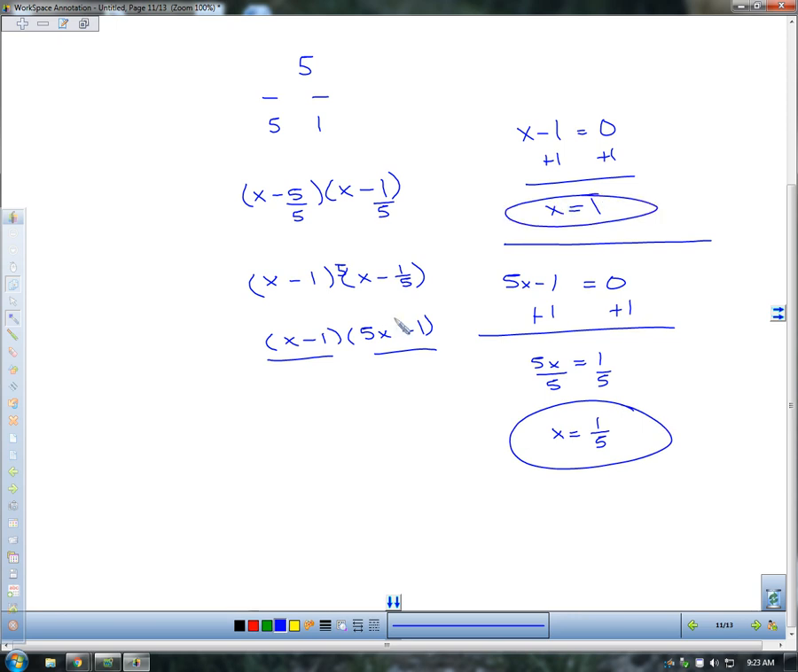You can have fractions, you can have decimals, you can have all kinds of stuff that happen. This particular quadratic has two solutions. There you go. A lot easier than the quadratic formula, guys.